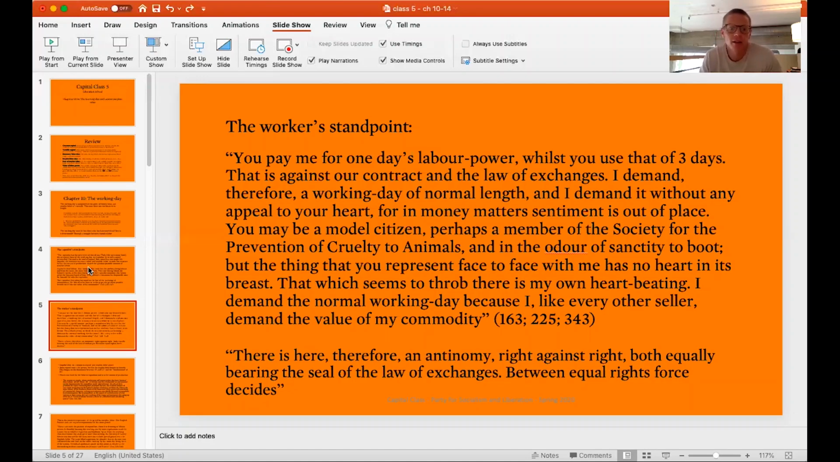Marx says at the bottom here, there's therefore an antinomy, right against right, both equally bearing the seal of the law of exchanges. Between equal rights, force decides. So the conclusion is that the length of the working day is ultimately determined by class struggle, right? At various levels, from strikes to slowdowns, stoppages, sabotage, and other means, political legislation. And this is one reason why Marxists speak of political economy, because you can't understand this basic economic conception of surplus value without understanding politics and the fact that it's not determined just by supply and demand, but through class struggle.